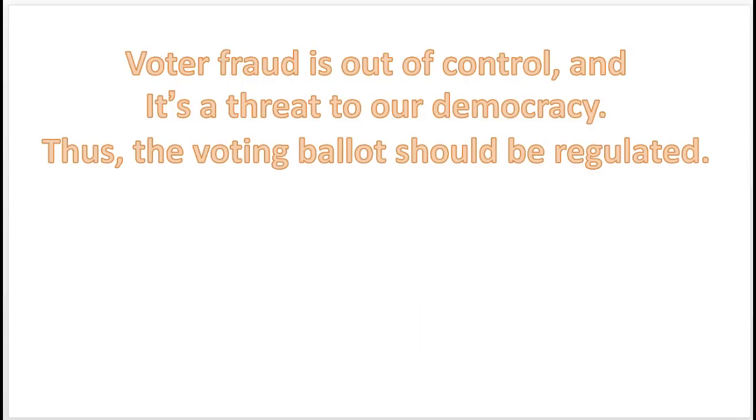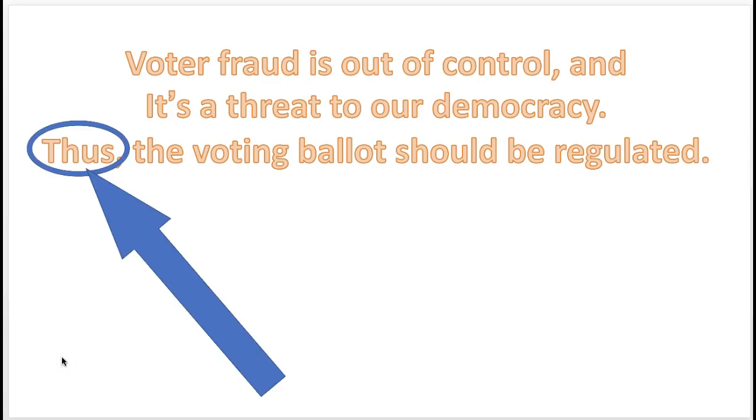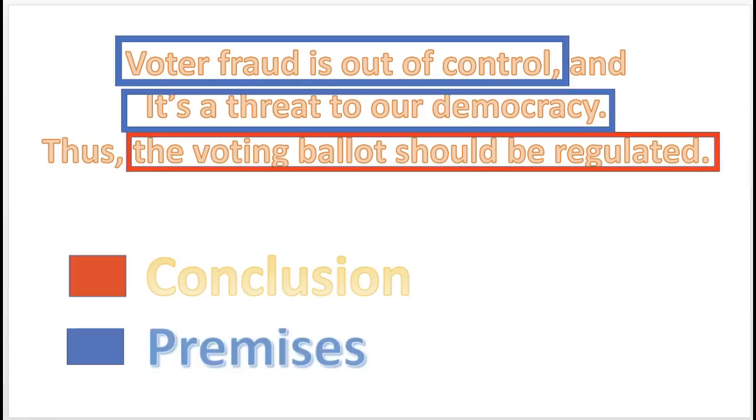Voter fraud is out of control, and it's a threat to our democracy. Thus, the voting ballot should be regulated. Identify the conclusion indicator. The answer is, that's right, the conclusion indicator word is thus. Now, identify the premises and the conclusion. The answer is, that's right, the conclusion is in the red box and the premise is in the blue box.